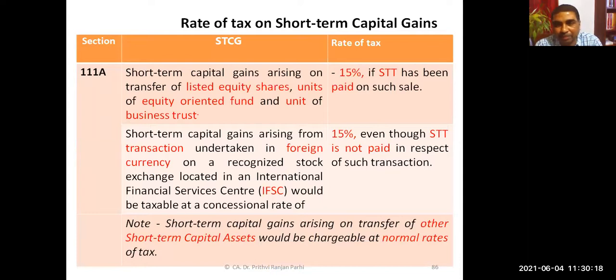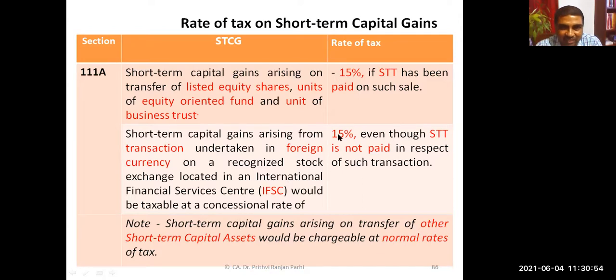First, let us see the rate applicable to short-term capital gain. For that we have to refer to Section 111A, which talks about short-term capital gain arising on transfer of listed securities, units of equity-oriented fund, and units of business trust. What is the rate of tax? 15%, if Securities Transaction Tax has been paid. If STT is paid, the tax rate is 15% on short-term capital gain arising out of listed equity shares.